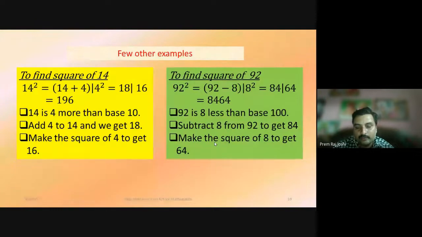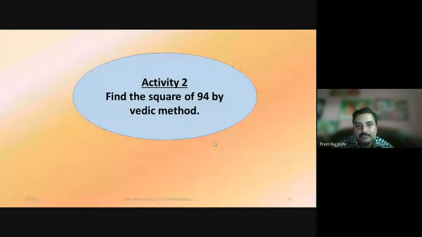First we need to find the deficiency. It will be deficient by 6. Then what we will do, we will subtract 6 from 94. We will get 88, and we will do the square of 6. That will be 36. It means that 8836 will be the answer.